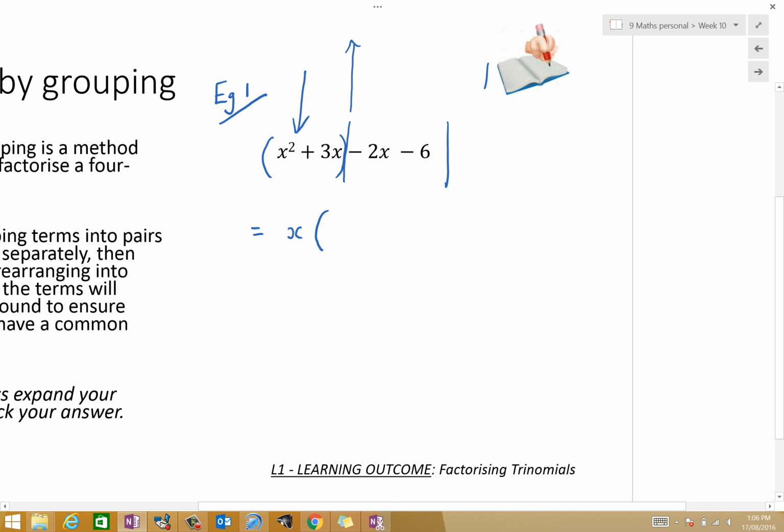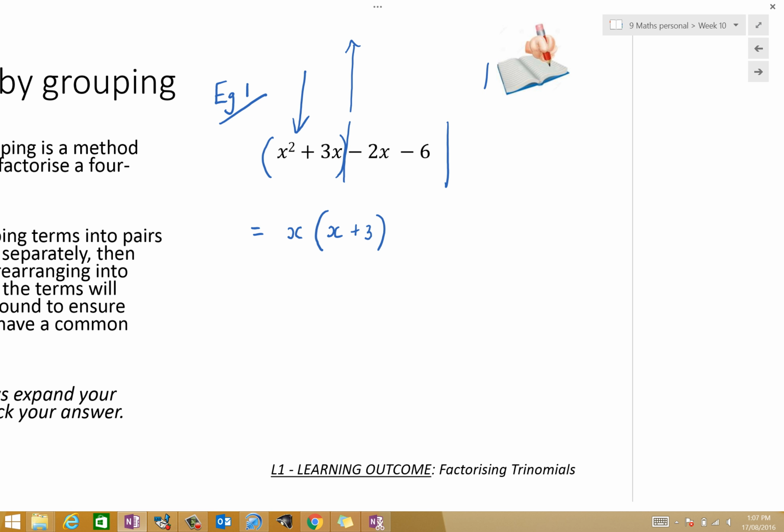What goes inside of there? X times something is x squared, so x times x is x squared. And x times something is 3x, so that is 3. Okay, so we've done the first thing. We've grouped the first two terms. Now we want to take out the highest common factor of minus 2x and minus 6.